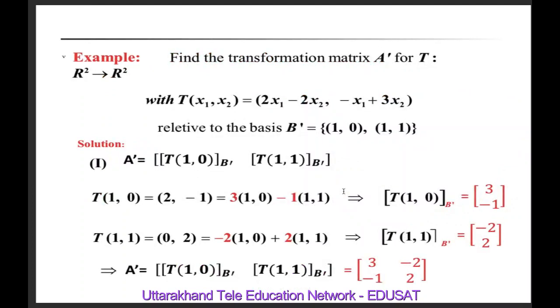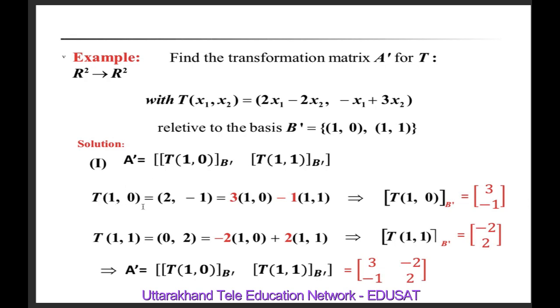So we will demonstrate all this by means of an example. We will find the transformation matrix A' for T, which is a transformation from R^2 to R^2 and is defined as T(x1, x2) equal to (2x1 minus 2x2, minus x1 plus 3x2), relative to the basis B' equal to {(1, 0), (1, 1)}. Therefore A' is equal to [T(1, 0)]_B', [T(1, 1)]_B'. This is the standard matrix.